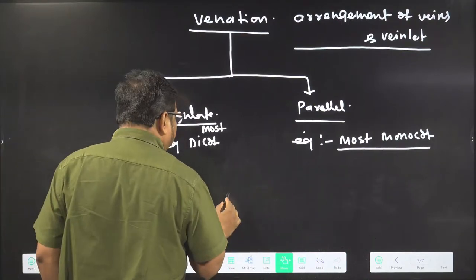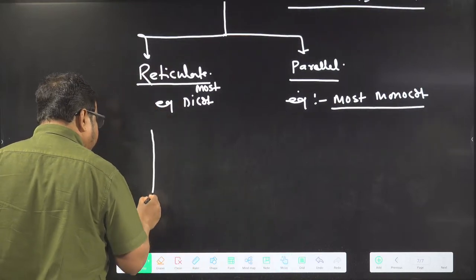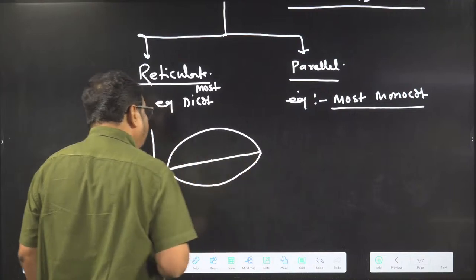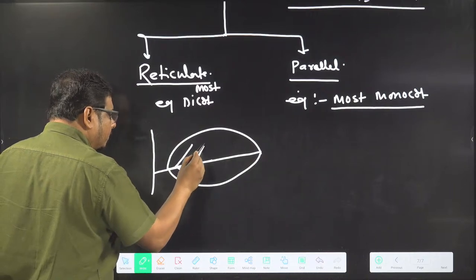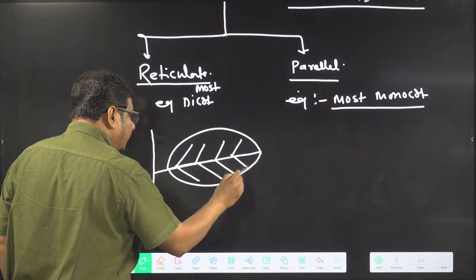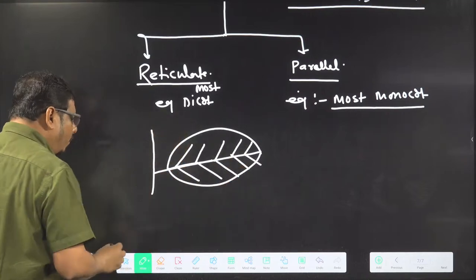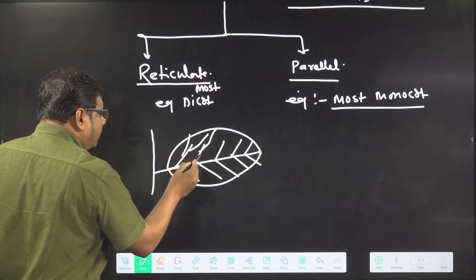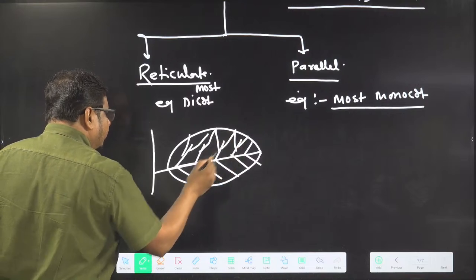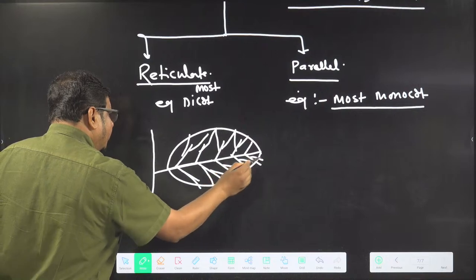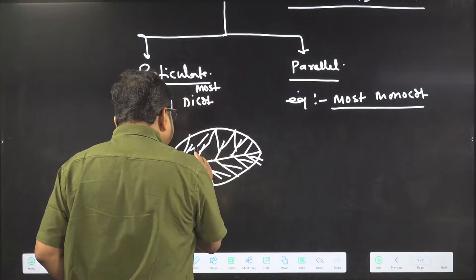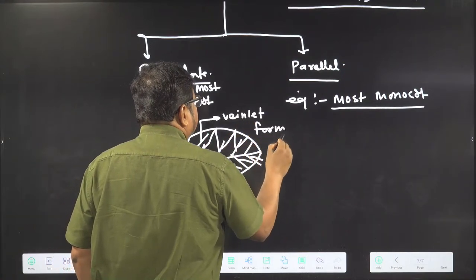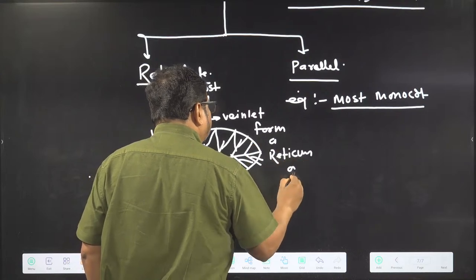So what happens in the case of reticulate venation? You will find a network formation. Suppose that this is a leaf, and this is the midrib. This is vein, this is vein, this is vein. Now what happened? From the veins, veinlets are arising, and these veinlets are forming a network, a reticulum. A network-like structure is formed. So many veinlets are arising. Veinlets form a reticulum or network.